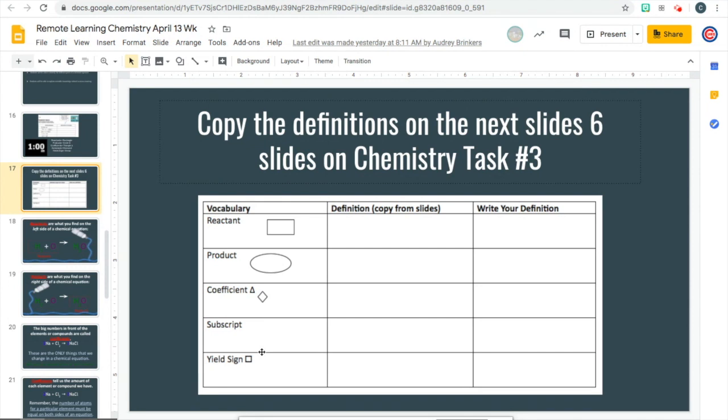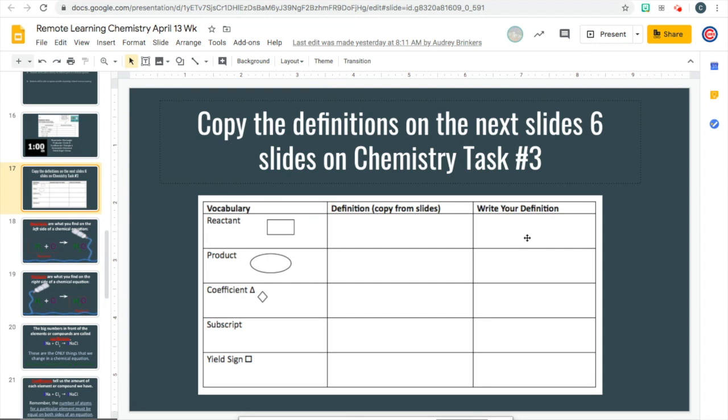The definitions are going to be on the next 6 slides, and you will be writing the definitions down right here. Just copy them from the slides, making sure you write down the definitions that I wrote on the slideshow. Then on the right side, in the second column, you will write the definition in your own words. What is the best way for you to remember each of these vocabulary words for chemical equations?